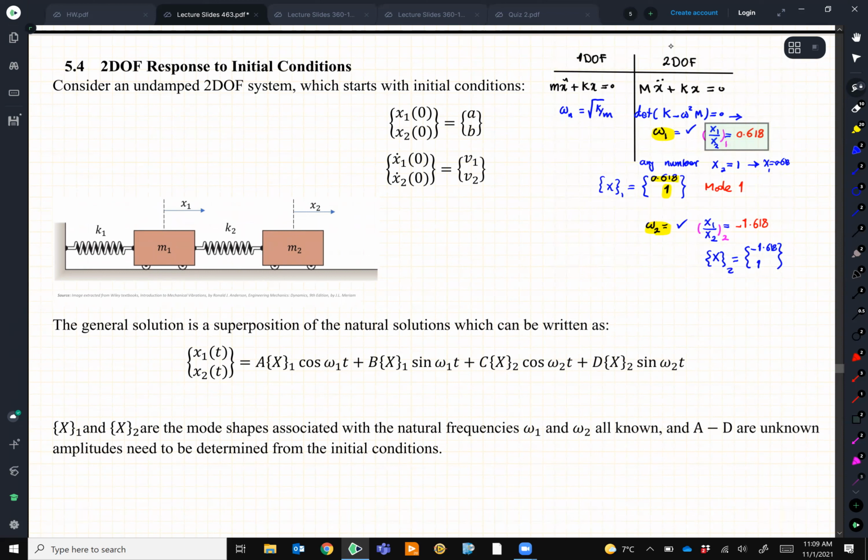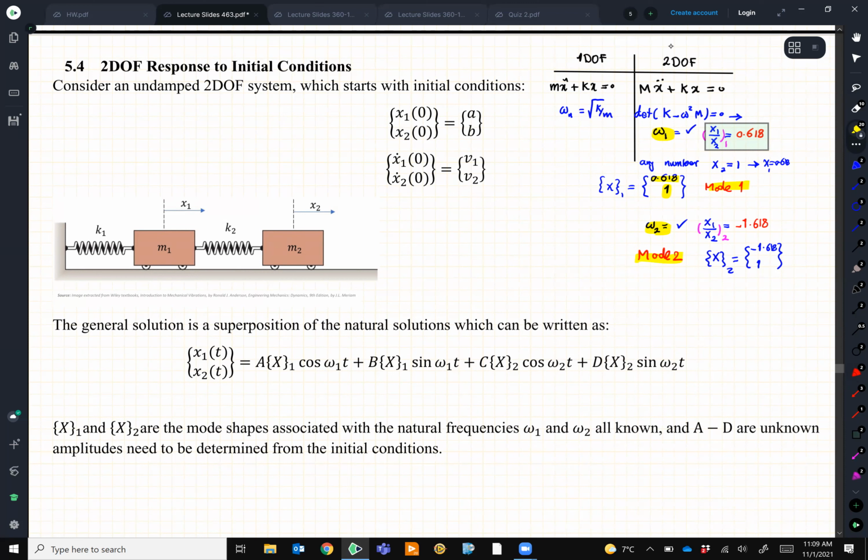So far I believe it's clear what just happened, right? We have a 2 degree of freedom system. We found their 2 natural frequencies, and we found the ratio. We show the ratio in a vector format, and we call them mode 1 and mode 2. Right? So this is mode 1 and this is mode 2. Nothing special. This is simple algebra.